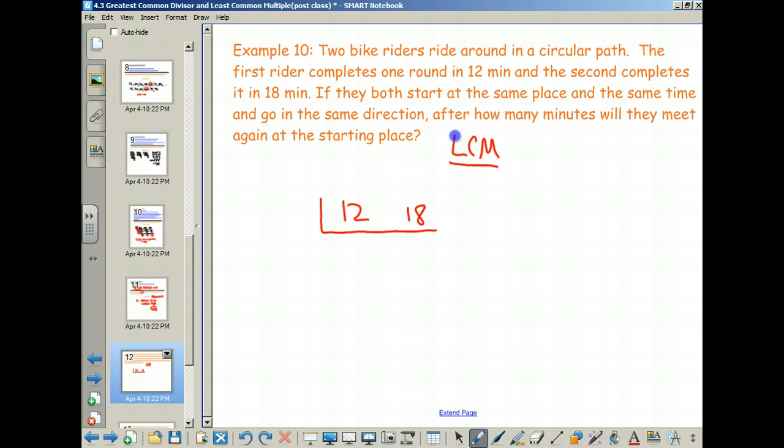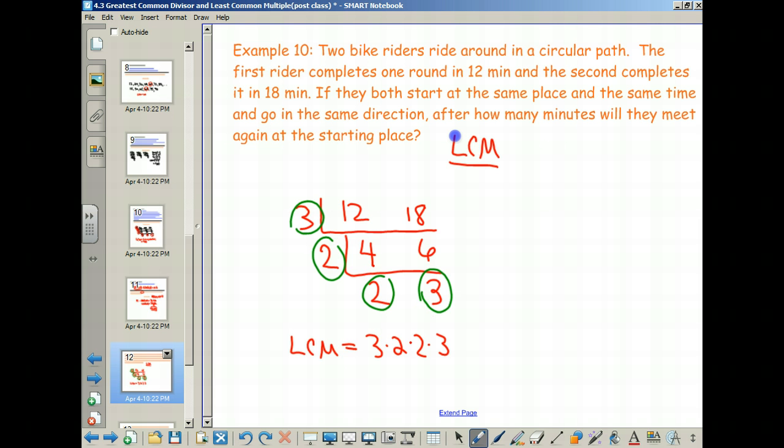12 and 18 are both divisible by? 3. Okay, we'll go 3. 12 divided by 3 is? 18 divided by 3? 4 and 6 are both divisible by? 4 divided by 2? 6 divided by 2? And 2 and 3 do not have anything in common, right? So how do I find my least common multiple from this? So it's all of these guys. And what is 3 times 2 times 2 times 3? 36. That's the number of minutes it takes.